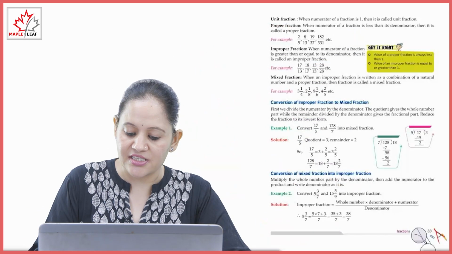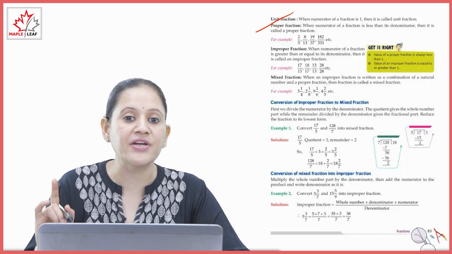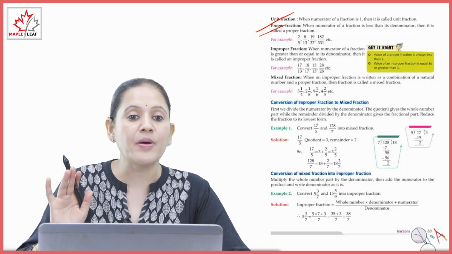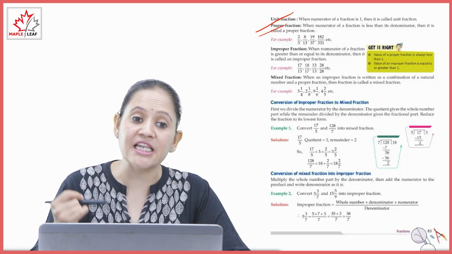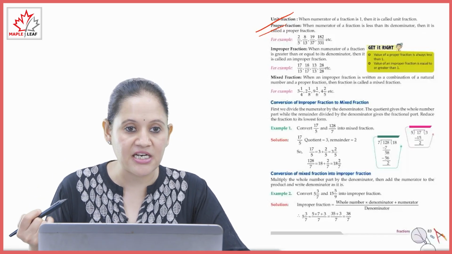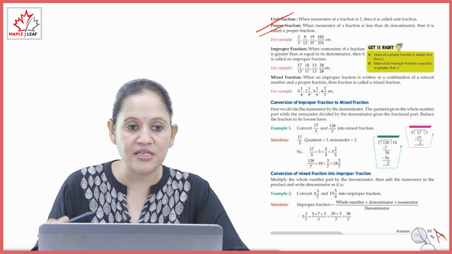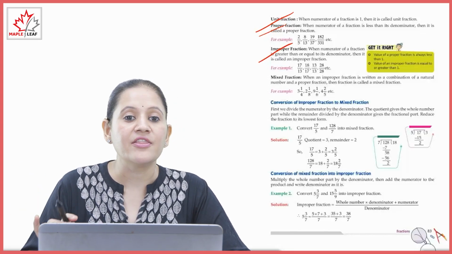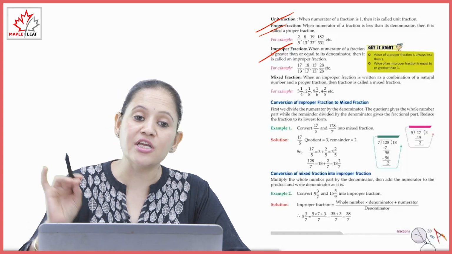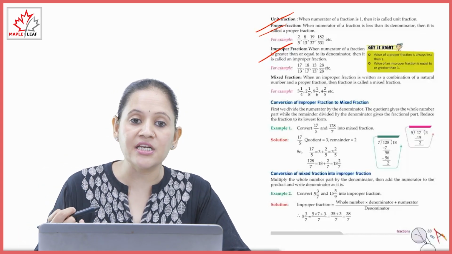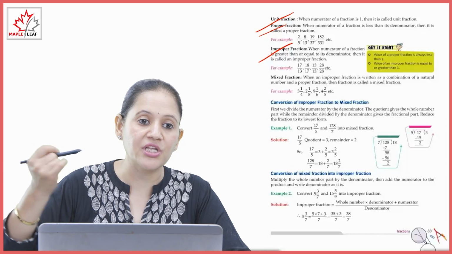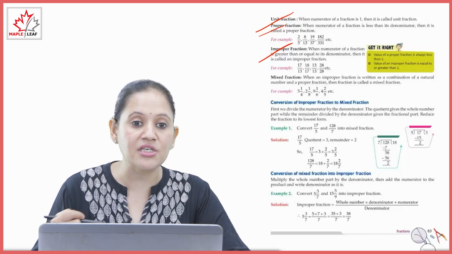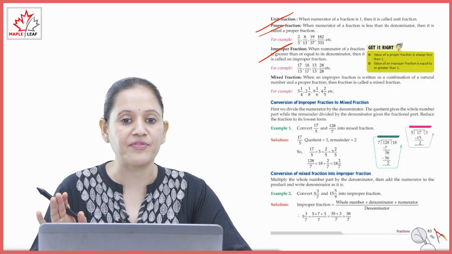Next is unit fraction. Unit means one. When the numerator of the fraction is 1, it is called a unit fraction. Next is proper fraction. When the numerator of the fraction is less than the denominator, it is called a proper fraction, like 2/5, 8/13, 9/37. These are proper fractions. Improper fraction: when the numerator of the fraction is greater than or equal to the denominator, it is called an improper fraction, like 17/13, 18/17, 13/13, 28/28. All these are improper fractions.